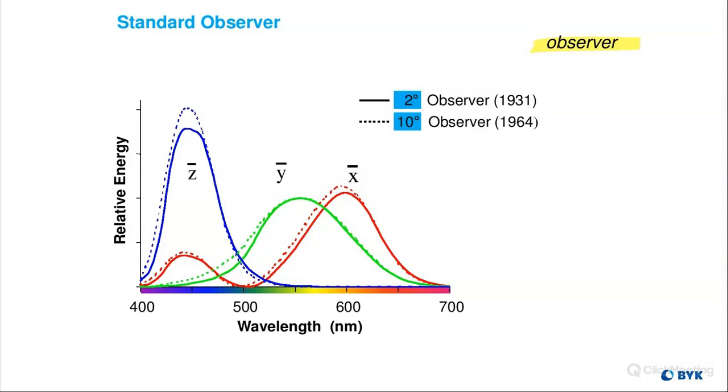So when you're looking at an instrument, it's important to make sure that your illuminant is the same and also the observer is the same. Because if one person's using a 2-degree and another person's using the 10-degree observer, you're going to get slight variations in your color numbers.